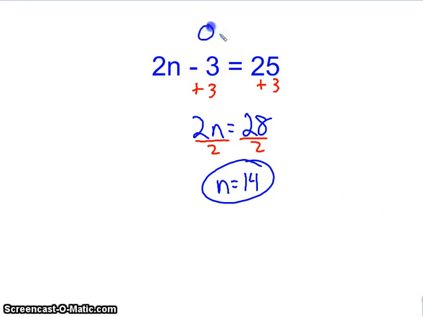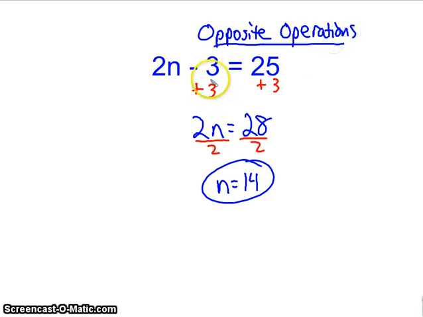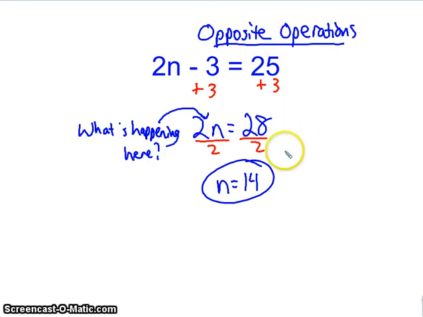So I'm going to do the opposite. Opposite operations. The opposite of subtraction is addition. The opposite of multiplication is division. So always ask yourself, what's happening? What's happening here? And then do the opposite. Okay, so apparently I pushed the wrong button.